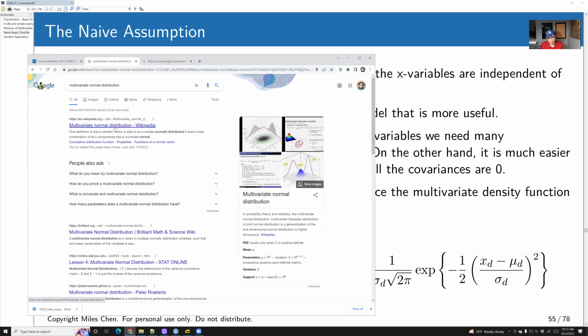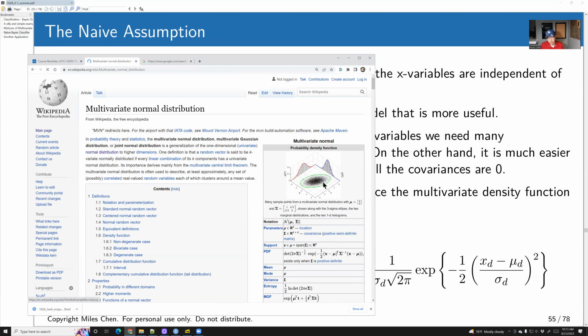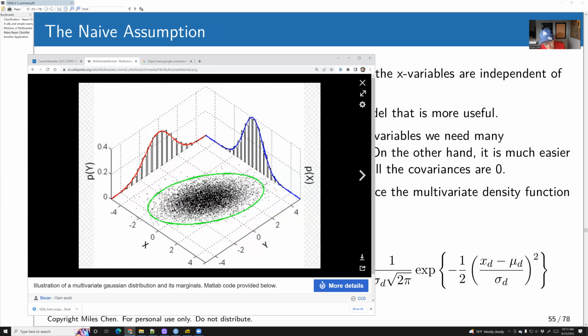So if you take a look at the multivariate normal PDF overall, it looks like an ellipse. But if you take the marginal probability, if you integrate out one of the variables, in this case y, and you look only at the distribution of x, it follows a normal distribution. If you integrate out x and you look only at the distribution of y, it too follows a normal distribution.